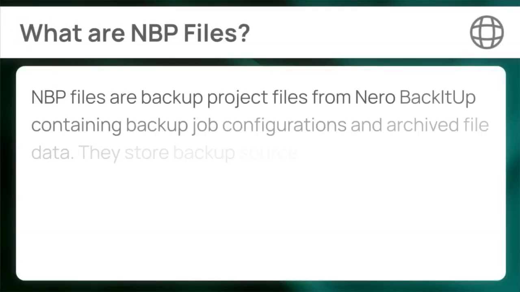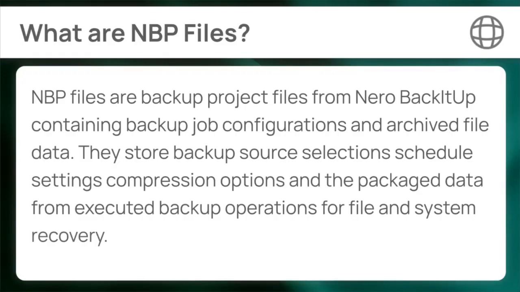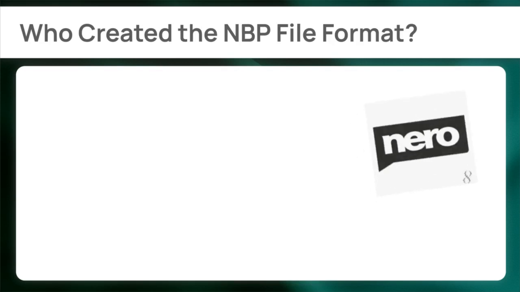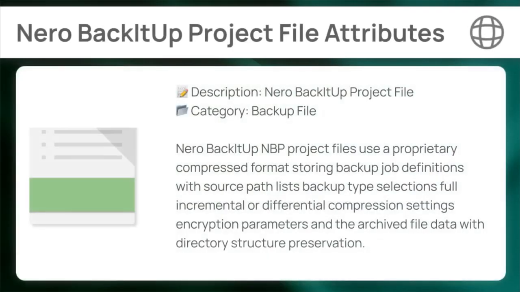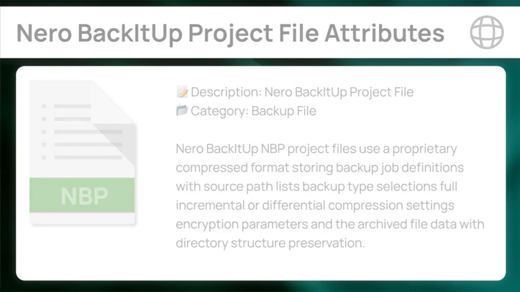NBP files are backup project files from Nero BackItUp containing backup job configurations and archive file data. They store backup source selections, schedule settings, compression options, and the package data from executed backup operations for file and system recovery. Nero BackItUp NBP project files use a proprietary compressed format storing backup job definitions with source path lists, backup type selections, full, incremental or differential compression settings, encryption parameters, and the archive file data with directory structure preservation.